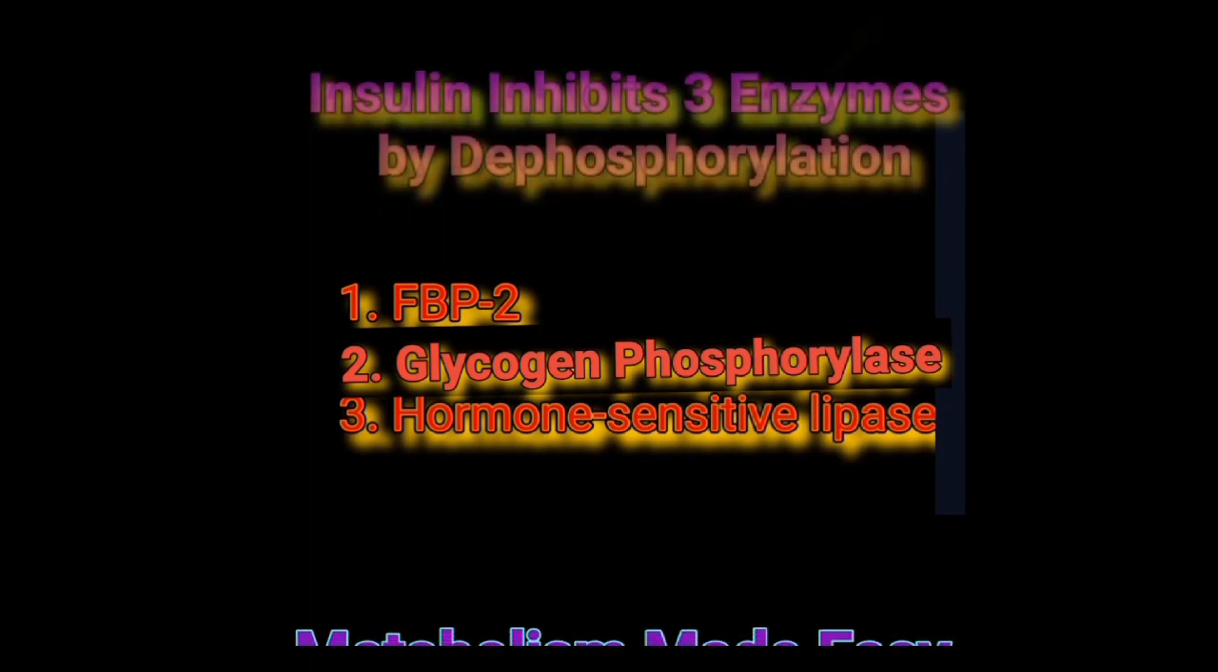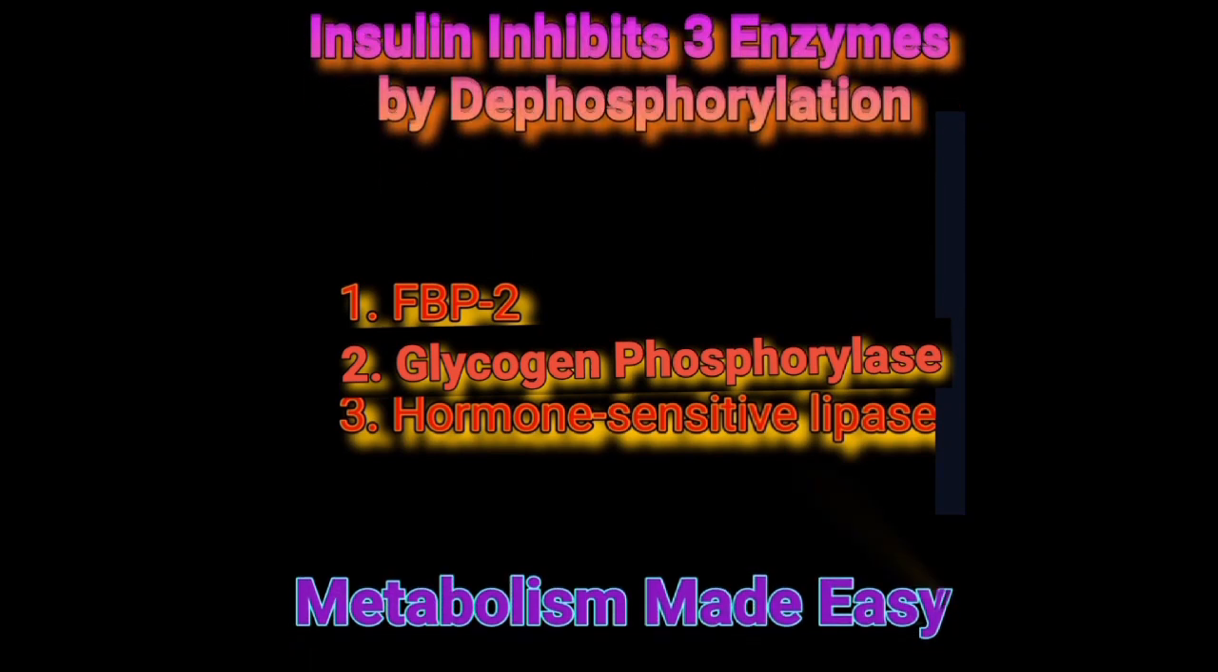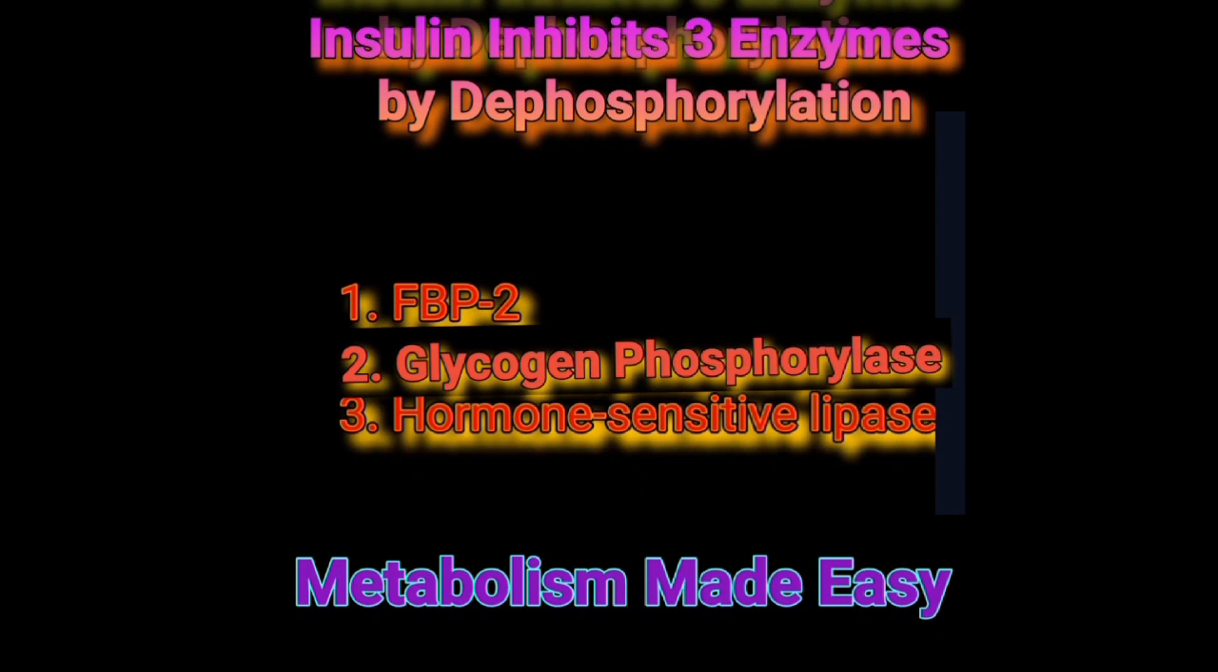Through a cascade of post-receptor events, insulin inhibits 3 enzymes by promoting their dephosphorylation. Those 3 enzymes are fructose bisphosphatase 2, glycogen phosphorylase, and hormone-sensitive lipase.